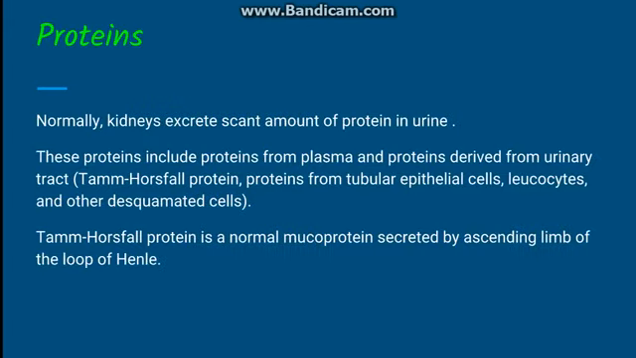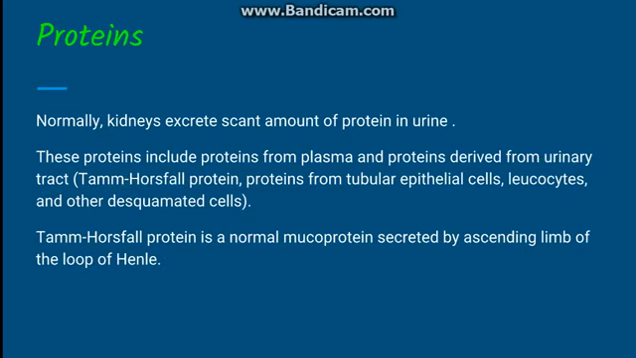Here we'll discuss firstly the proteins. Normally the kidneys secrete a scant amount of protein in the urine, because proteins are large in size and also negatively charged, so very little protein is present in the urine. However, sometimes the proteins present in the urine are derived from the plasma or from the urinary tract, and one such protein is Tamm-Horsfall protein, which is just a normal mucoprotein secreted by the loop of Henle.